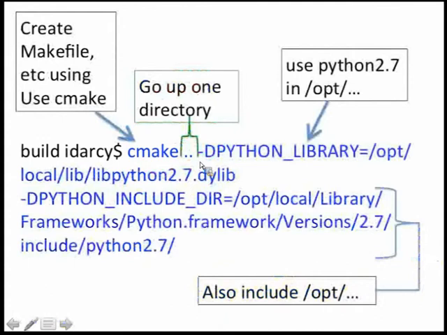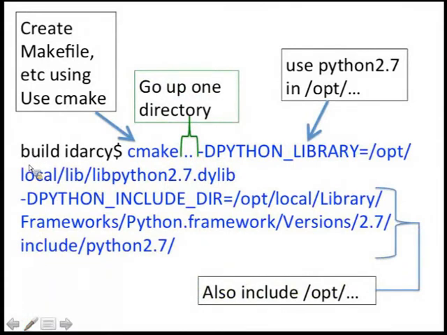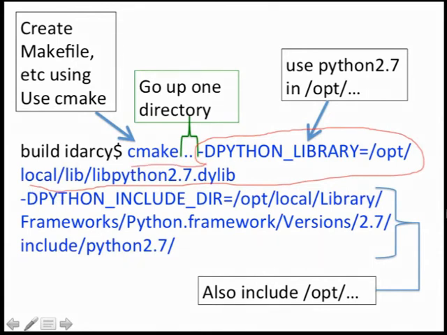In the build directory. So we will run CMake to create files in the build directory and potentially elsewhere, going up one directory. And now I am telling it which Python to use. So this first -D PYTHON_LIBRARY equal to tells which Python I want to use.